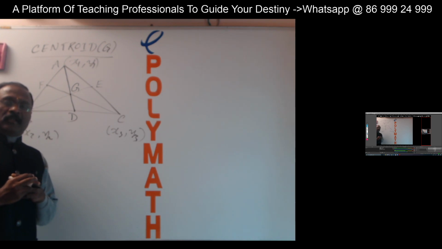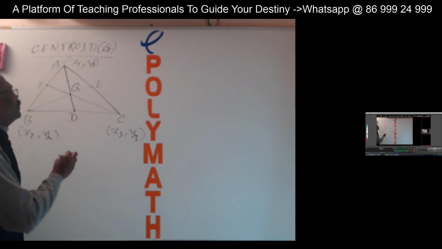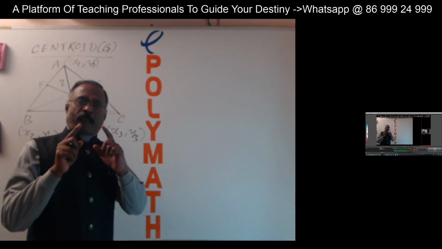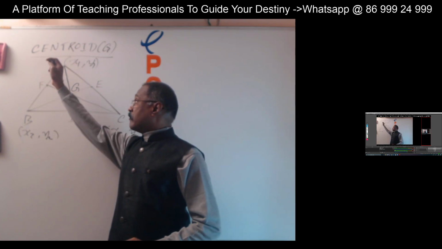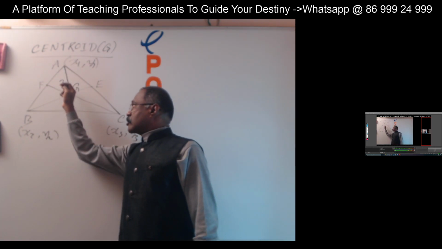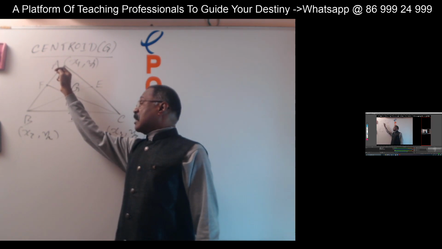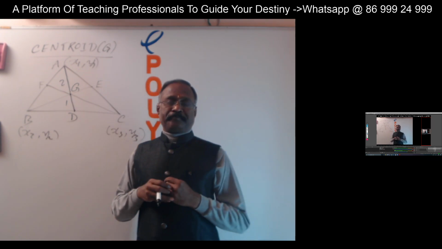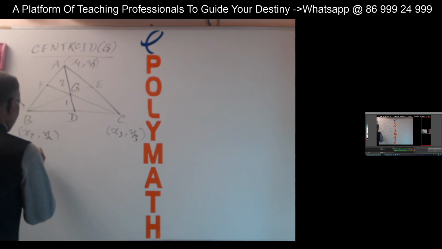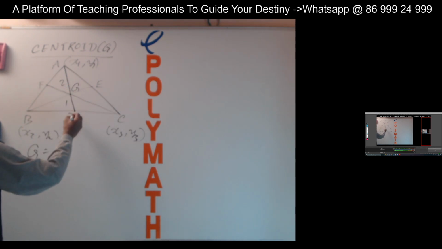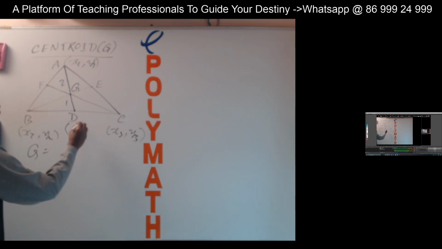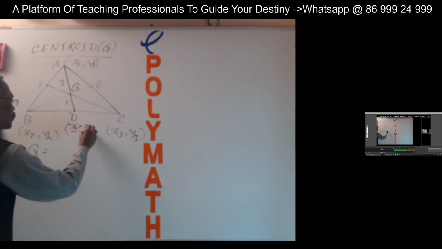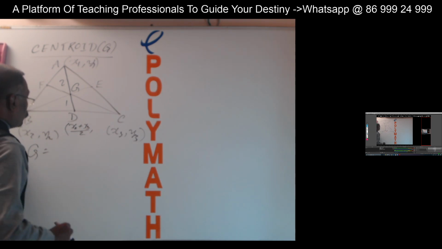So how to get the formula for the centroid? It's very simple. Everyone knows the median is divided by the centroid in the ratio 2:1 from the vertex side. Don't forget that. From the vertex side. You should not write 2:1 like this. You must always write from vertex side. Here it is 2:1. Now apply the section formula, then you will get G is equal to, this is the midpoint of BC, x2 plus x3 by 2, comma, y2 plus y3 by 2.